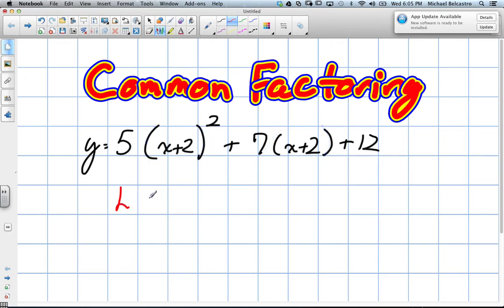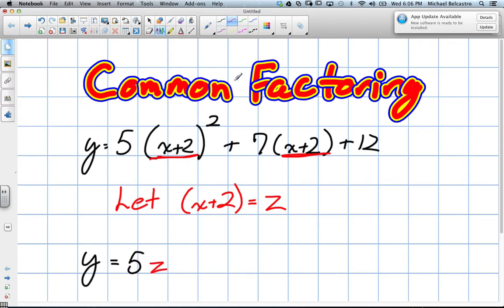What that is, it allows me to change my equation. It says let x plus 2 equal, and I'm just going to say the letter y. So in other words, I'm going to replace these brackets with the letter y, so it's a little easier for me to work with, okay? So what that means, I shouldn't use y actually because I have y out here. Let's say z. Let y equal z. So we get y is equal to 5z squared plus 7z plus 12.